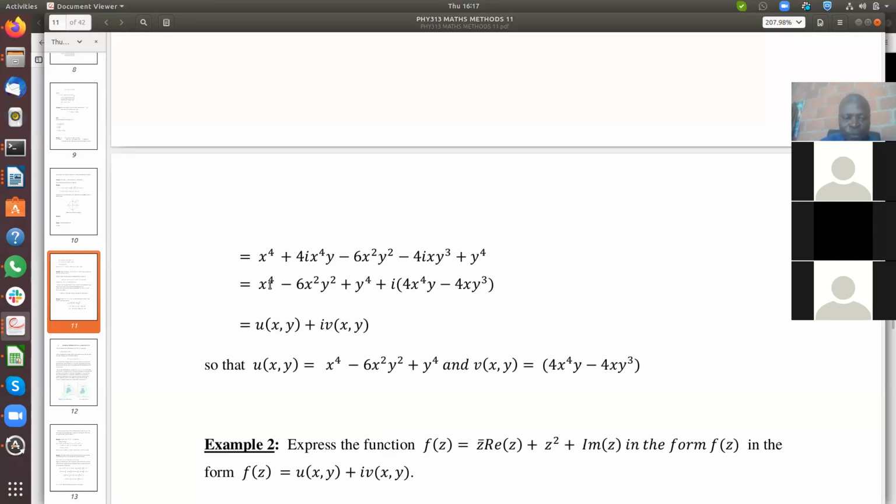So you can see that we have rearranged the expression in such a way that we have grouped the terms into those that have the imaginary sign and those that don't. Those that don't are typically the real part of the function, and those that do are the imaginary part of the function. By the time we rewrite this, you see that our u of x,y is just this expression, x to the power of 4 minus 6x squared y squared plus y to the power of 4, and v of x,y is 4x to the power of 4 y minus 4x y cubed. Is it clear?